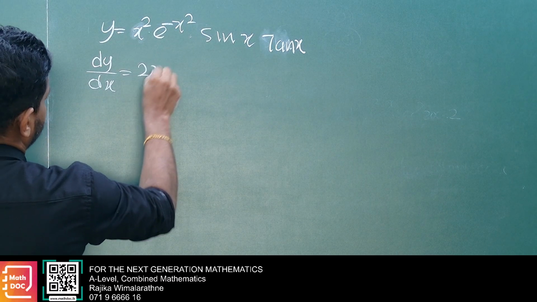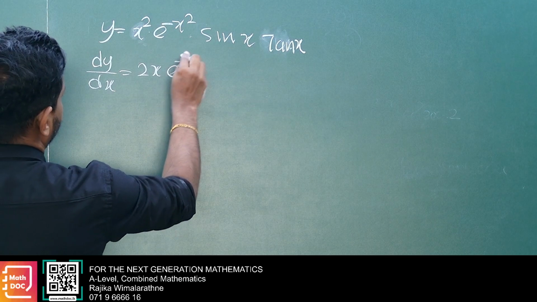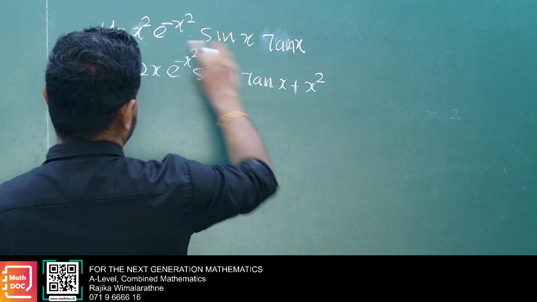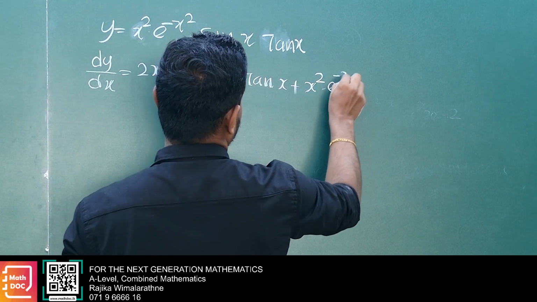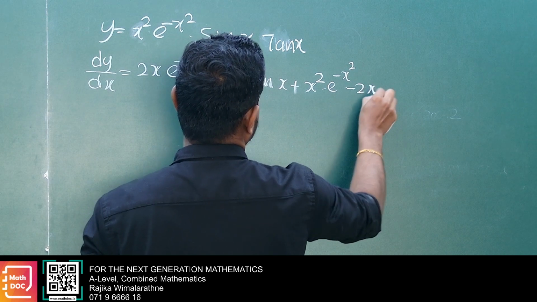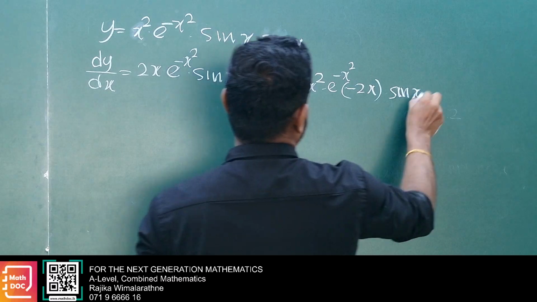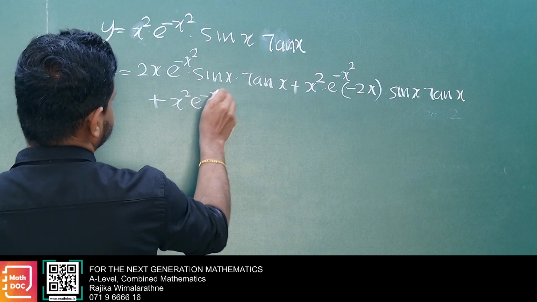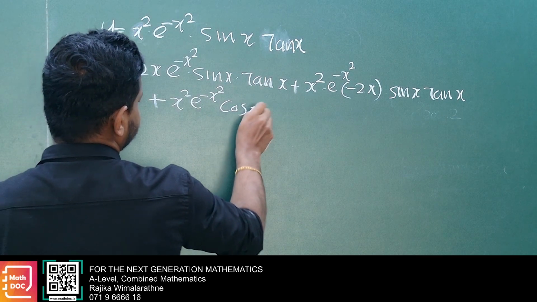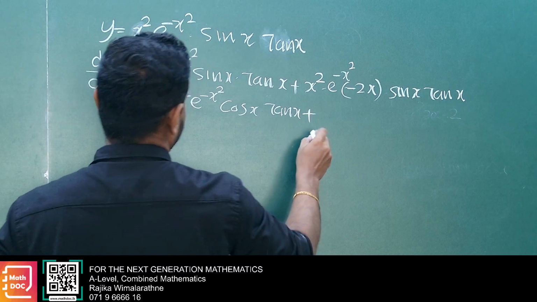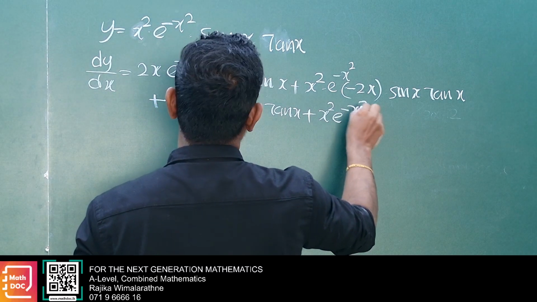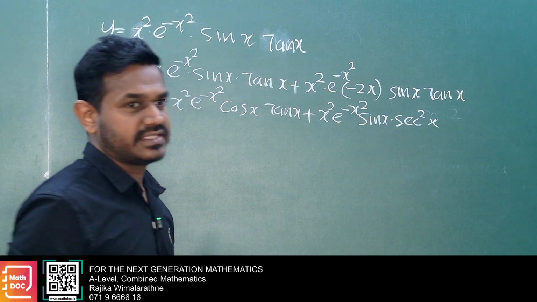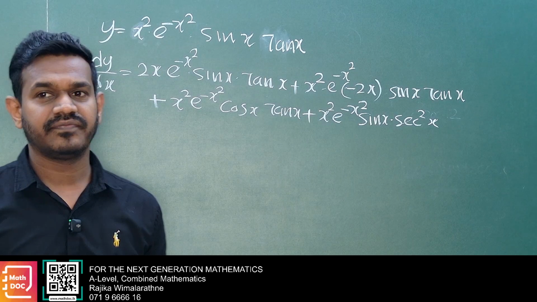x squared derivative 2x, e to the power minus x squared sin x tan x, plus x squared e to the power minus x squared derivative, e to the power minus x squared times minus 2x, put brackets properly, sin x tan x, plus x squared e to the power minus x squared sin derivative cos, plus x squared e to the power minus x squared sin x tan derivative sec squared x. Okay.